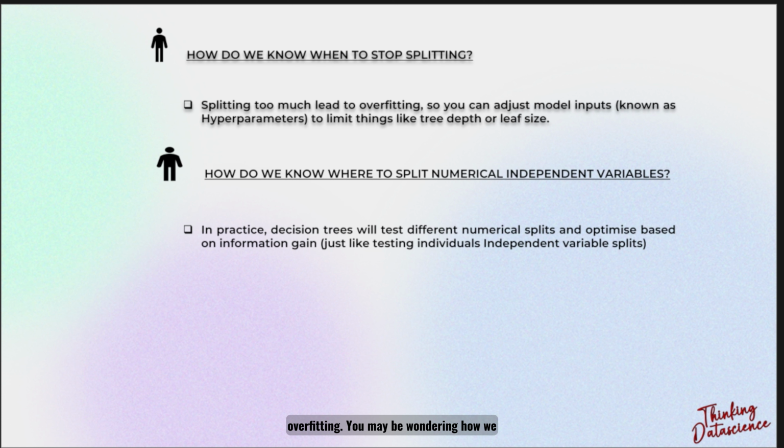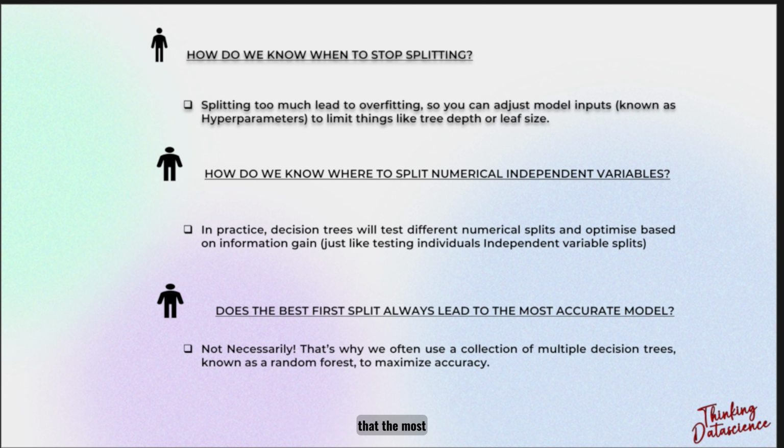You may be wondering how we determine the best way to divide numerical independent variables. When dealing with binary independent variables, the split is straightforward, a simple yes or no. However, with numerical variables, there are many possible split points. The decision tree will examine multiple split points and choose the one with the highest information gain. The number of possible split points to evaluate is a hyperparameter that can be adjusted.